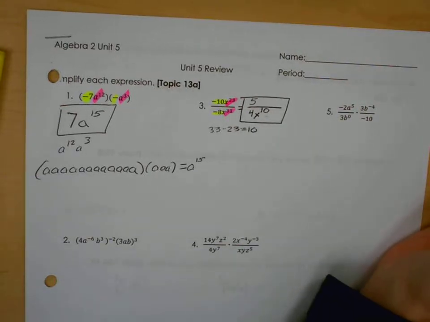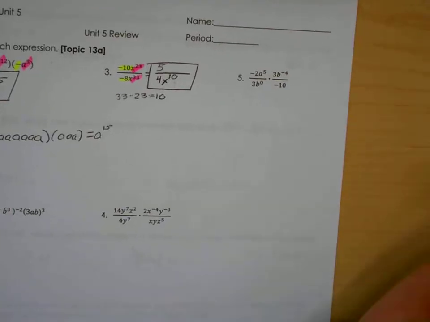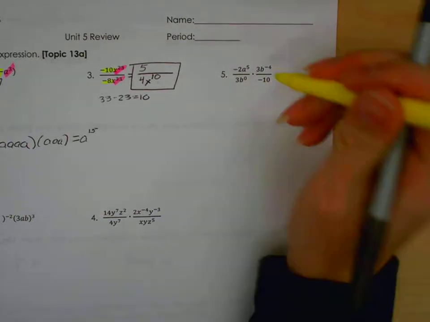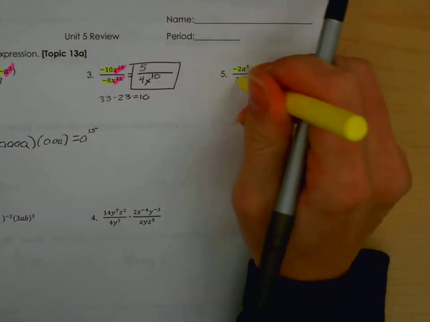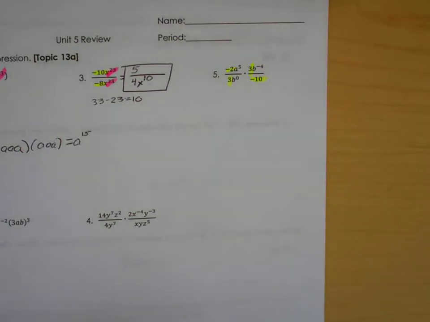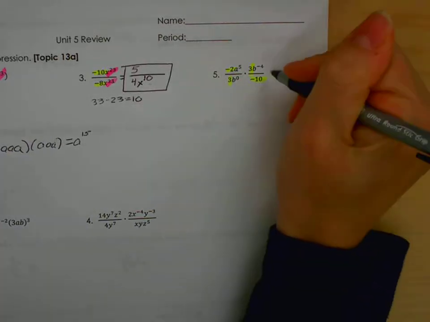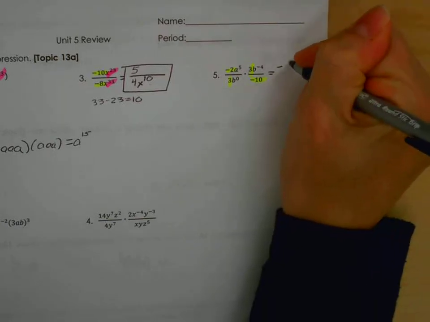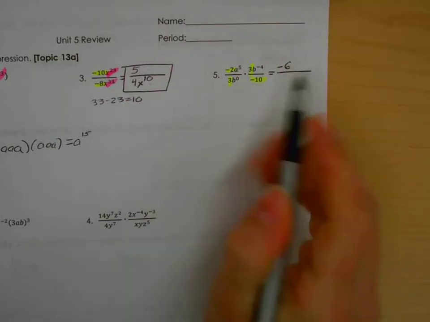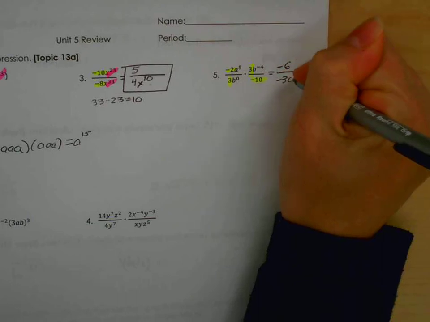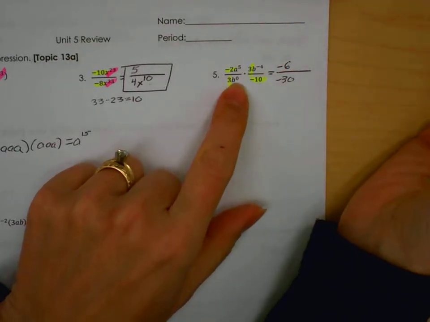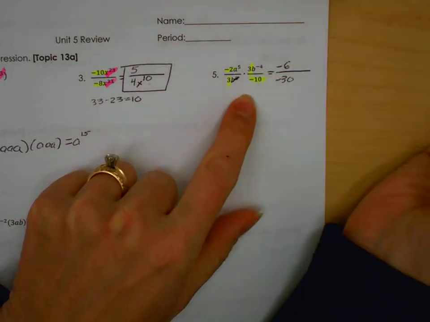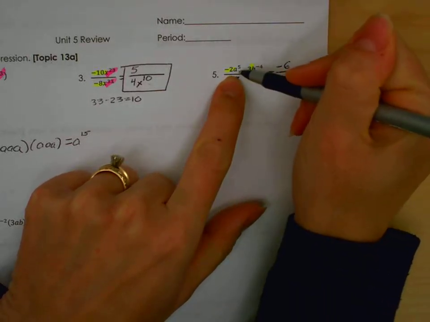Okay. Next question. We have, again, here's our number parts. I have -2, 3, 3, and -10. So let's just multiply across to start with. So I've got -2 times 3, which is -6. And I have 3 times -10, which is -30. All right, now, anything to the 0 power is 1, so I'm just going to cross it off. I don't have any other a's here.